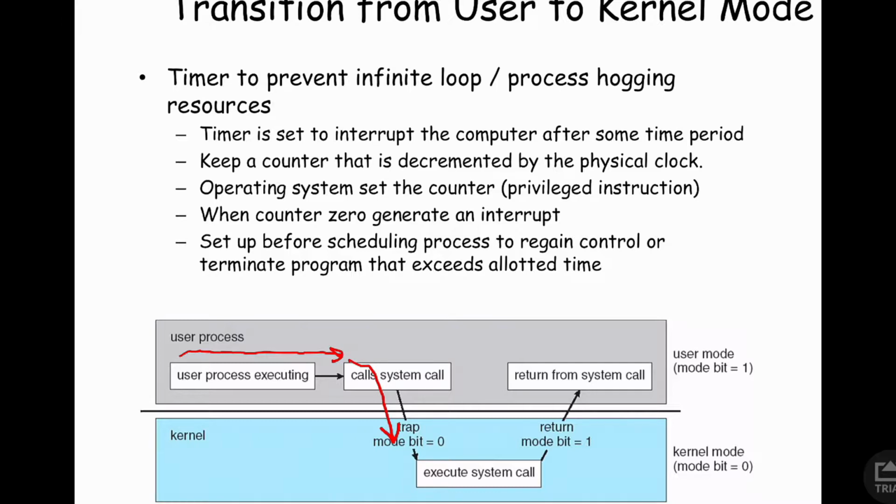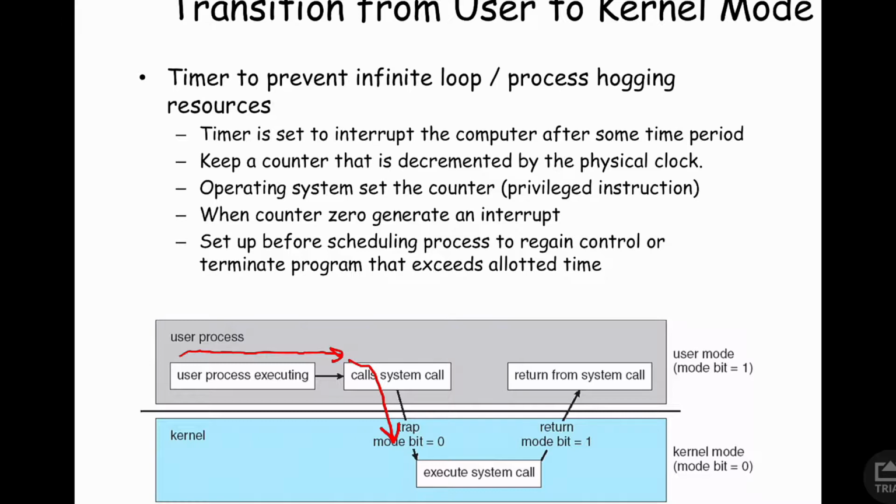So traps are used not only to protect programs from one another, used by the operating system, they're also used to transfer control from a user process temporarily to the operating system for the purpose of executing the details of one of these privileged operations.